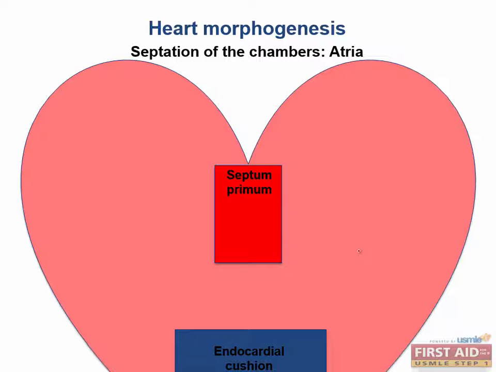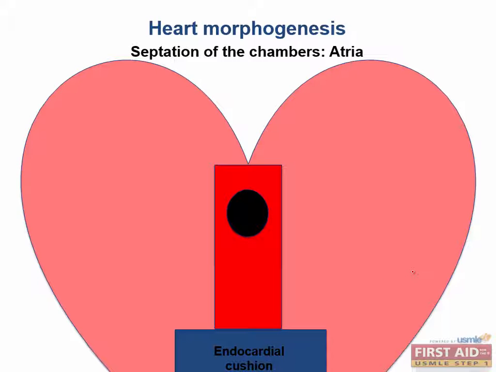Now pause for a second and check out this now smaller communication between the left and right atrium. This is called the foramen primum. It is the first small hole that we've encountered in this process. Septum primum means first septum. Foramen primum means the first hole. So as the septum primum continues to grow downwards towards the endocardial cushion, this foramen primum is gone.